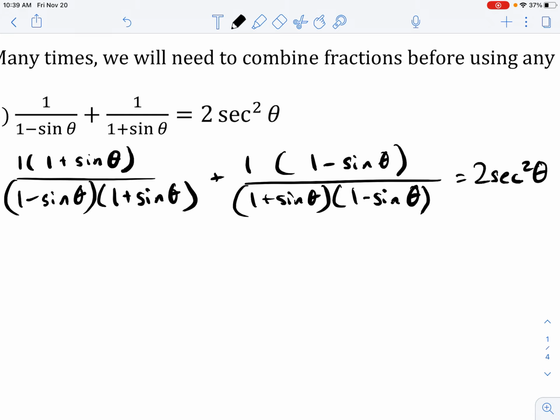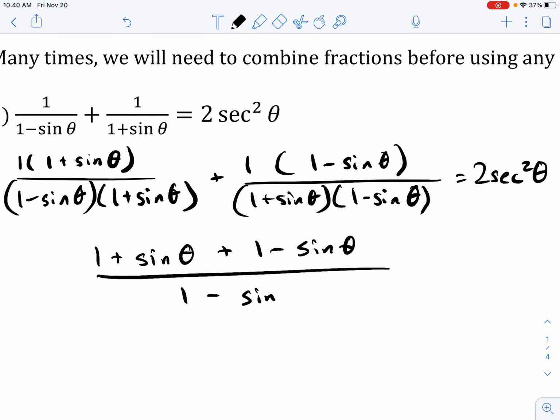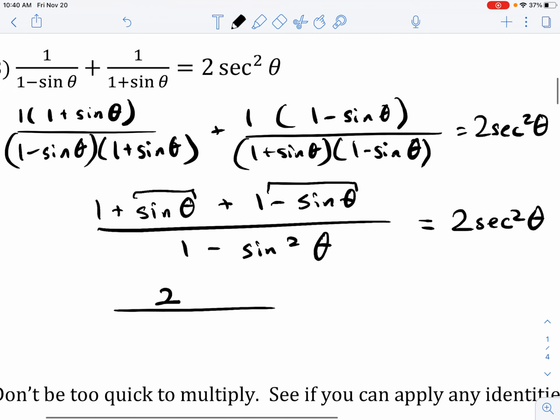So let's clean this up a little bit. The numerator is just going to be 1 plus sine theta plus 1 minus sine theta, all of this over 1 minus sine squared theta. Now in the numerator, I can see that the 1 and 1 will add to become 2. Sine theta minus sine theta, well, those are just going to negate one another. So we're left on the left side with 2 over 1 minus sine squared theta, which, applying our Pythagorean identity, we can rewrite as cosine squared theta.